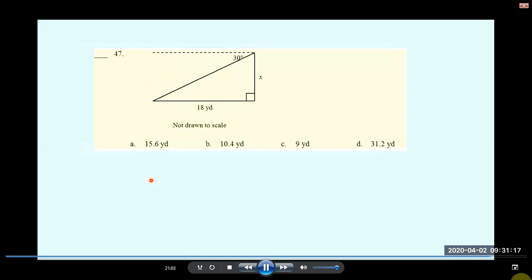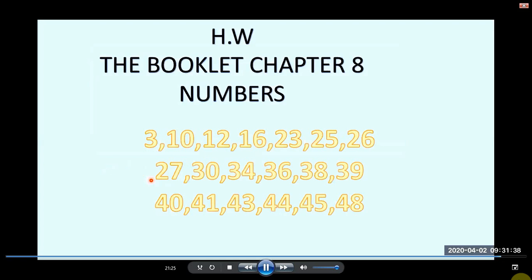Excellent. The same. Angle of elevation equals angle of depression. Then this angle inside the triangle will be 30. Then opposite over adjacent means tan. Tan 30 equals x over 18 and x equals 18 tan 30 equals 10.4. Easy? Don't solve all the booklet, only these numbers.